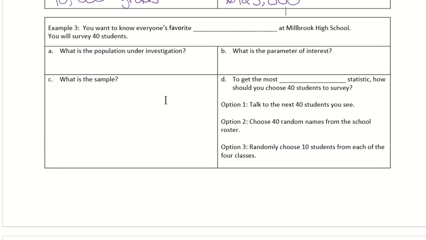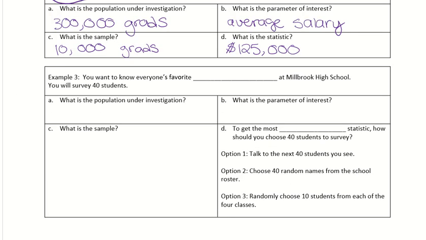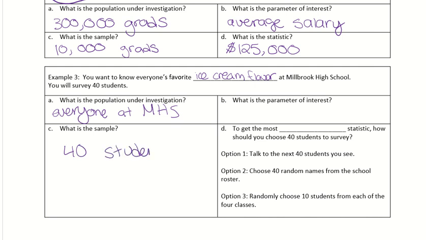So if you were to do this in class, we would talk about something silly. You want to know everybody's favorite blank at Millbrook High School. I'm going to say ice cream flavor. You want to know everybody's favorite ice cream flavor at Millbrook High School. You will survey 40 students. So what's the population under investigation? Everyone at Millbrook High School. But the sample is just 40 students. What do we want to know? Their favorite ice cream flavor.